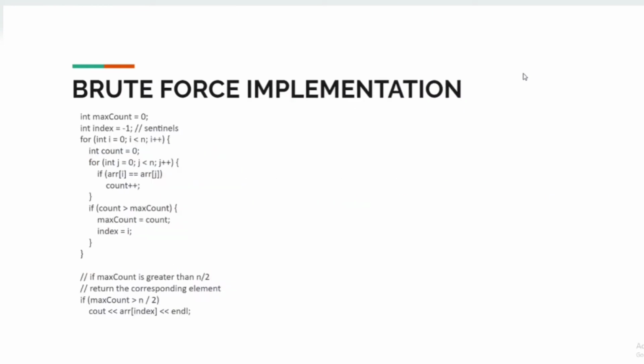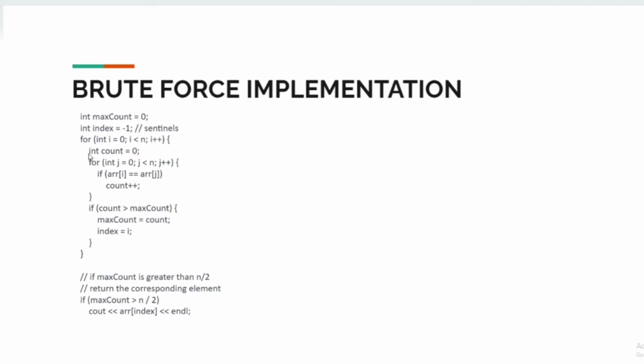So if we talk about the implementation, first we will take an element, int maxCount equal to 0. This element will be saving the max count. After that we will start an index that is equal to -1. This index will store the index of the element that gives us the max count, or the majority element.